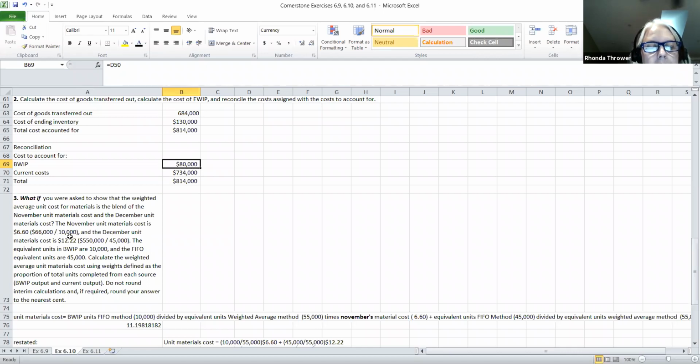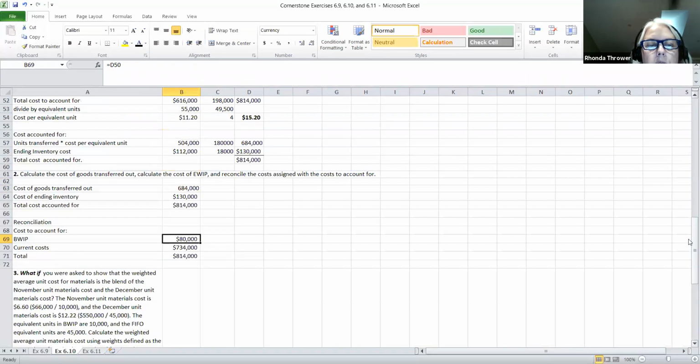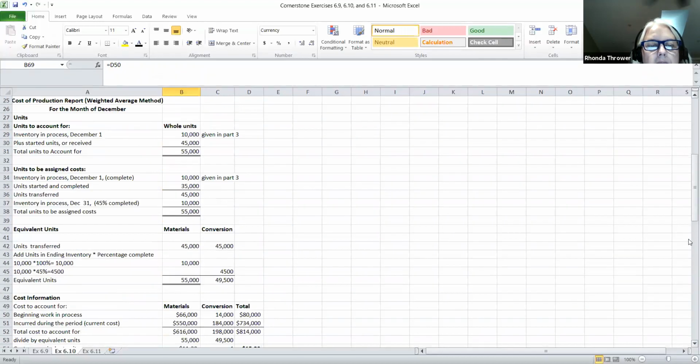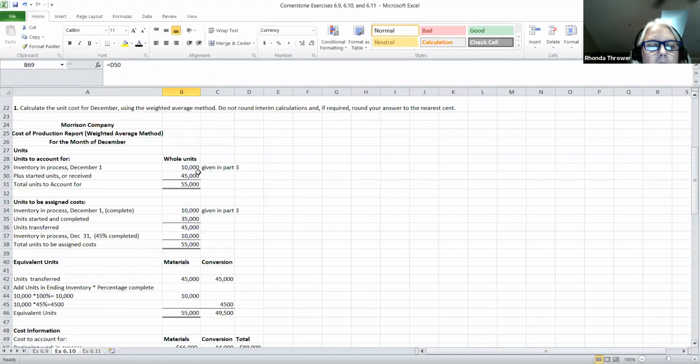Now, this is your beginning inventory units. And you might remember from above when we were doing the whole units, I said we didn't have the beginning inventory units, but they actually give it to us in part 3 so that we can go back and it will help us to determine what they wanted us to do in the what if analysis.